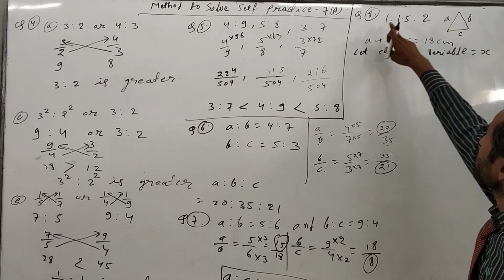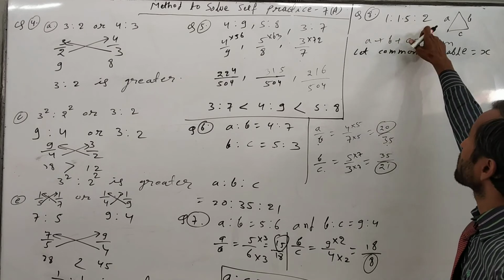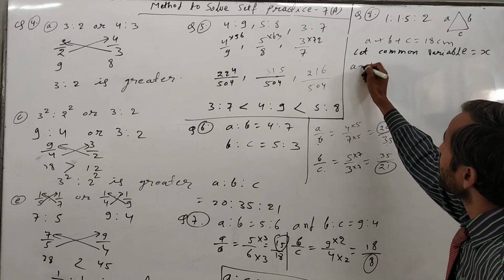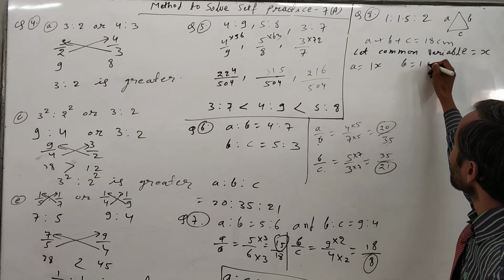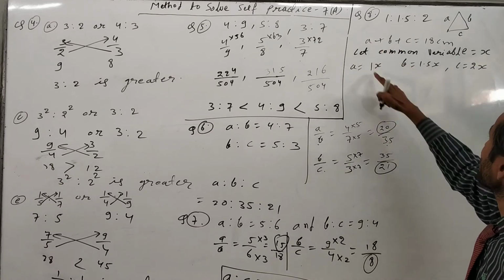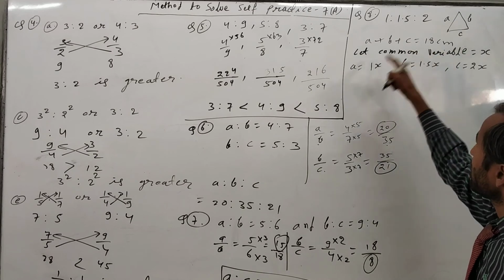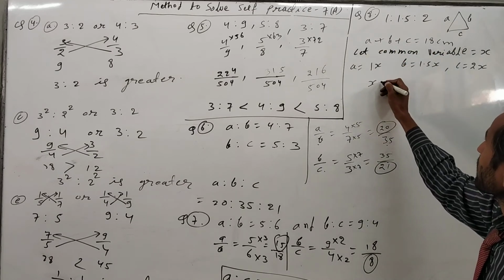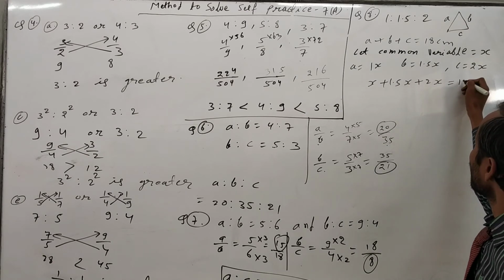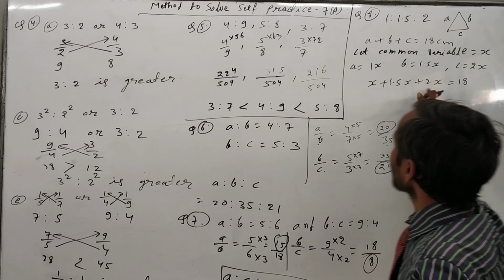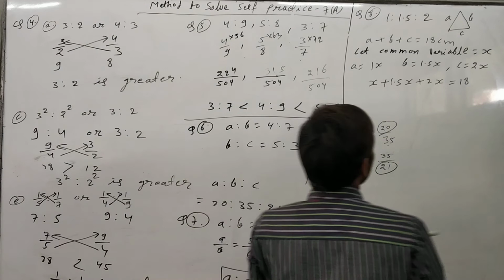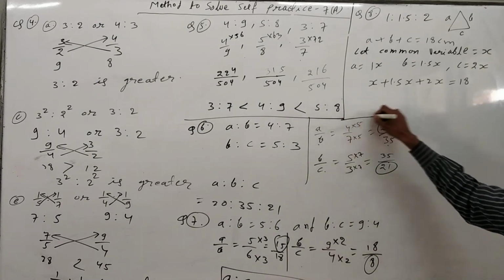Then it will multiply with all three sides: 1x, 1.5x, 2x. The A value is equal to 1x, the B value is equal to 1.5x, and the C value is equal to 2x. Now put this in the equation. In place of A put 1x, plus 1.5x, plus in place of C, 2x, equal to 18. So this is the required linear equation. Now we have to find the value of x, then you can find the sides of the triangle.